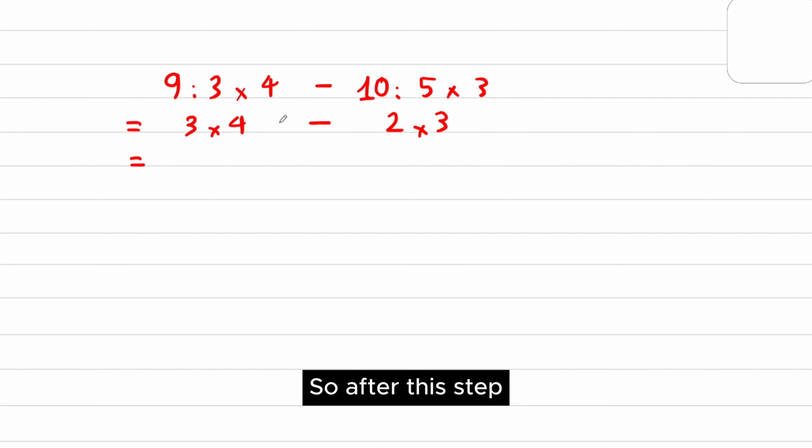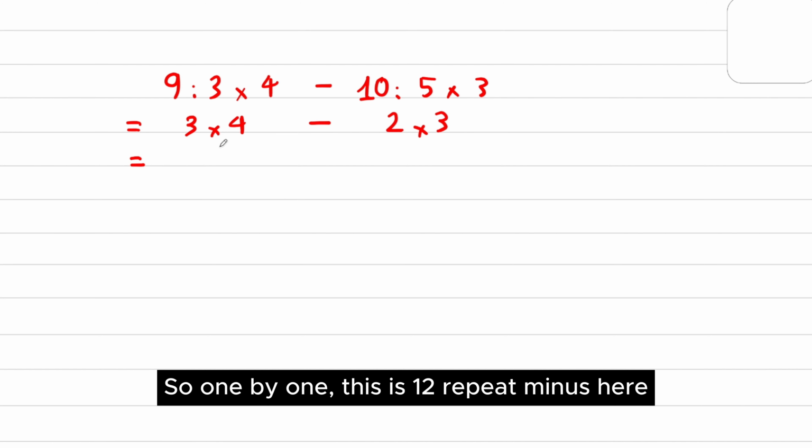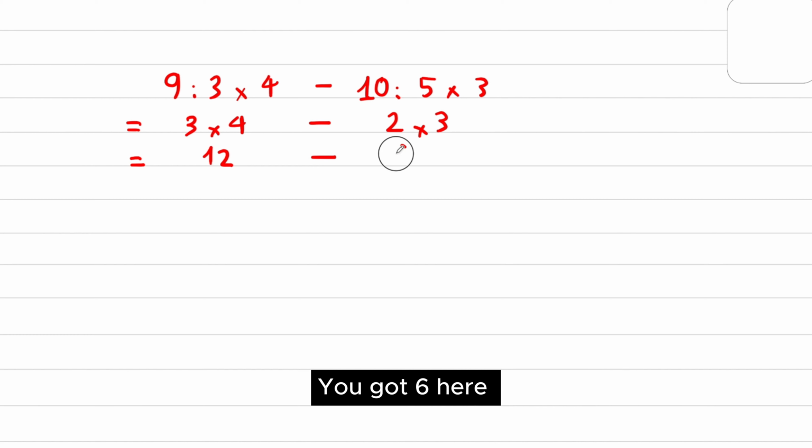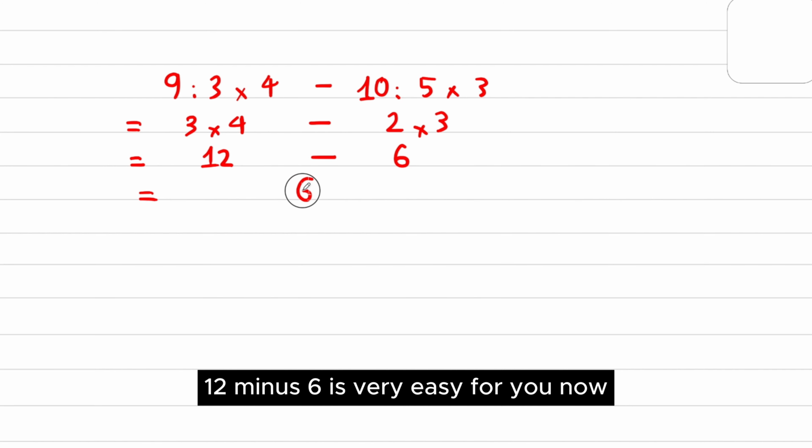After this step, you only have multiplication for this big term and this big term. So one by one, this is 12. Repeat minus here, you got 6 here. And then you got 12 minus 6 only. 12 minus 6 is very easy for you now.